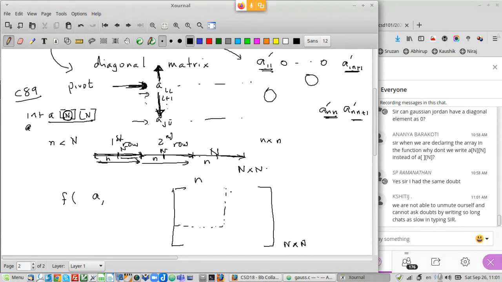right? This is smaller n. So these are empty. All these columns are empty. Similarly, all these rows are empty, right? This is N cross N. So I need, because in the computer it is stored row wise, I need to declare what is the number of columns that must be stored. So that is why when you pass it, you declare it, or the formal argument inside a function, right?